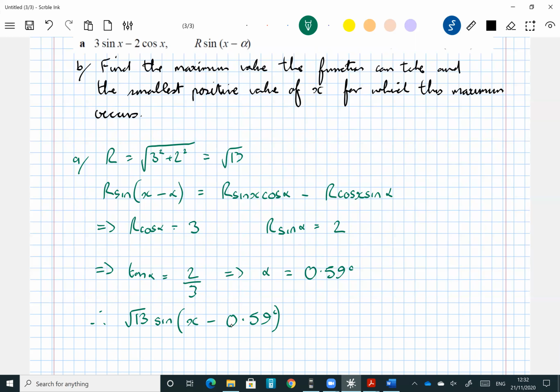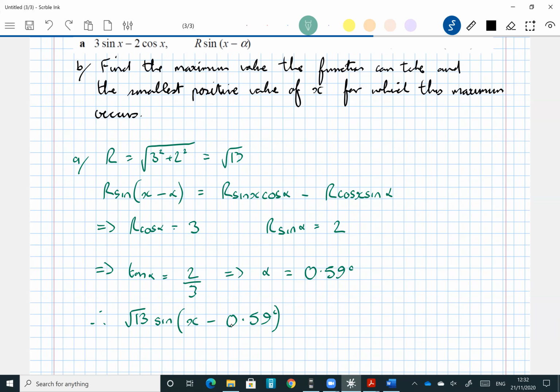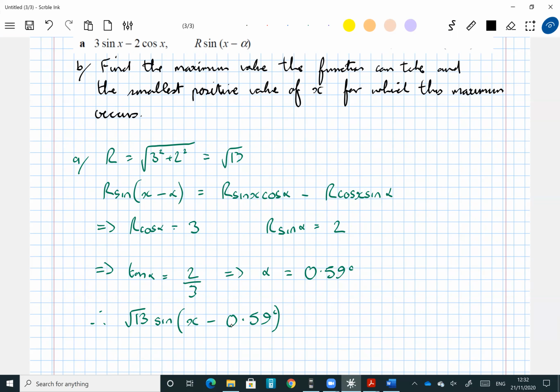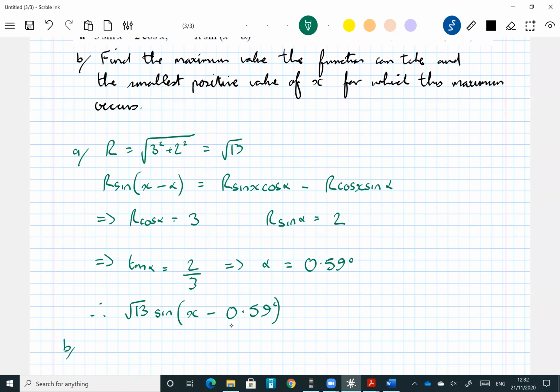So find the maximum value of the function. Find the maximum value the function can take and the smallest positive value of x for which this maximum occurs. So the maximum value the function can take, well, the sine function normally takes maximum value 1. But we know better than that. We know that it's been stretched by scale factor root 13. So the value is no longer 1. The maximum value the function takes is now root 13 because it's been stretched parallel to the y-axis scale factor root 13. So max equals root 13.